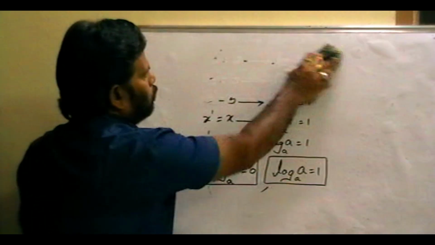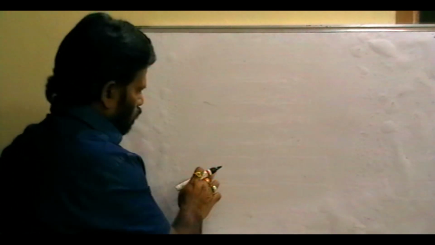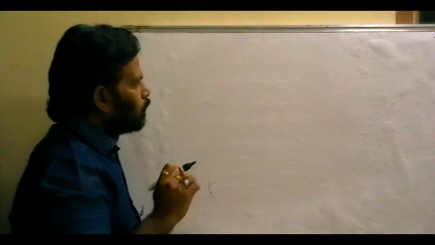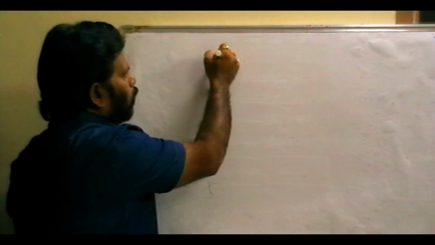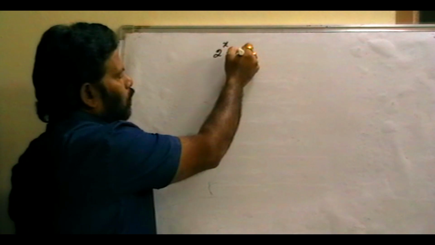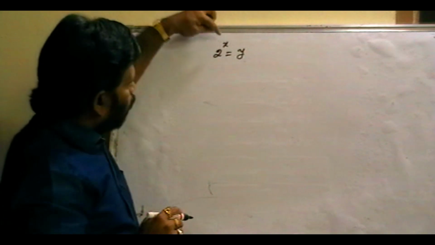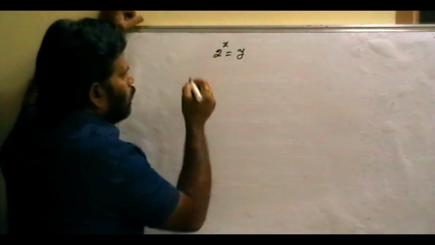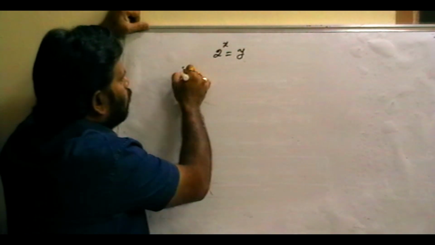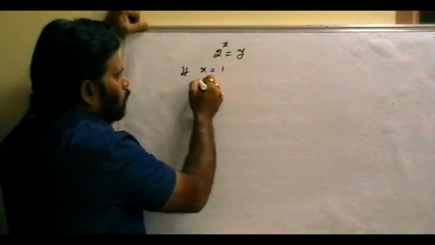Now, suppose the relation is 2 to the power of x is equal to y. Here, if x is equal to 1, 2 power 1 is equal to 2. So the y value will be 2.